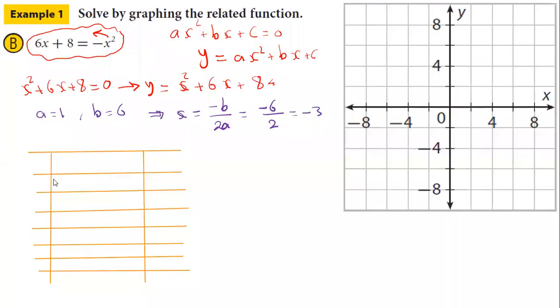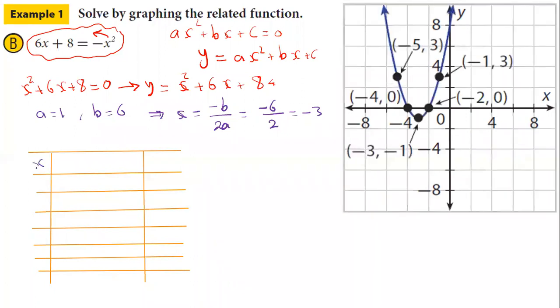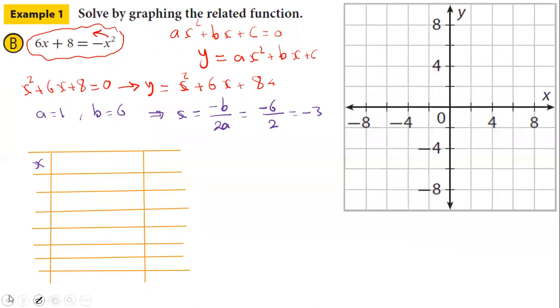So this table, we will put here x, and this is the rule of the function: x squared plus 6x plus 8. And this is y. Okay?